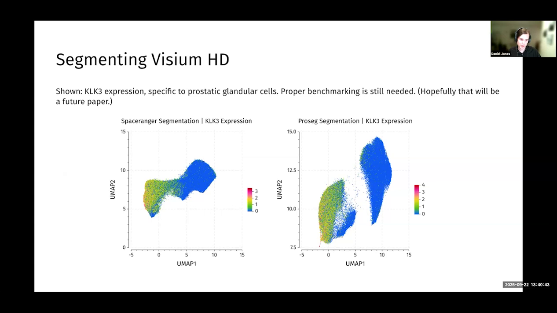This is something I'm still working on benchmarking, but we seem to be making some improvements over the existing segmentation solutions. So this is some Visium HD data, which is one of the main platforms.